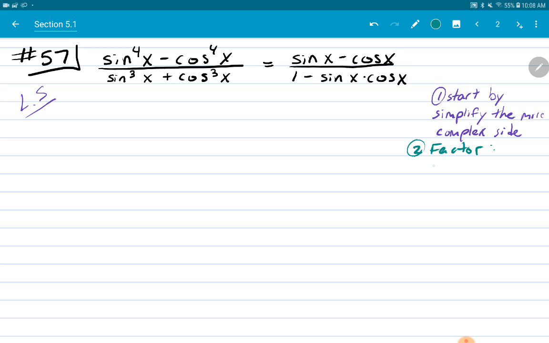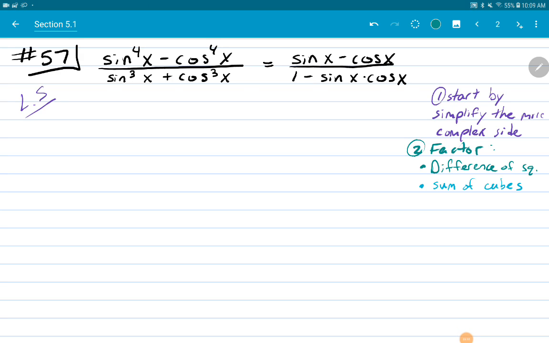So in the numerator, I'm going to use a difference of squares to try to get that to reduce down to sine x minus cosine x. And in the denominator, I'm going to use the factoring technique, sum of cubes. So these are two factoring techniques that I'm going to use in this one to try to reduce it down to single powers. So I could do those in different colors.